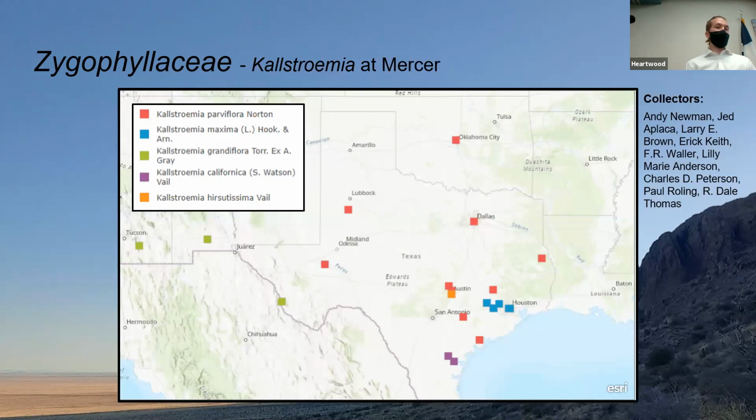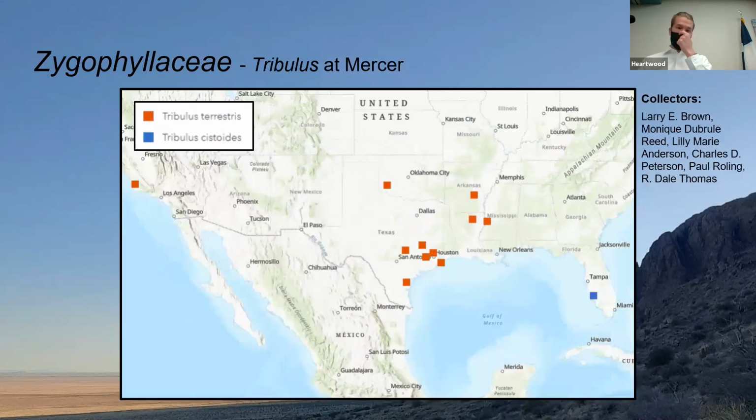So here's a map that I made of our Kallstroemia species, or specimens rather, at Mercer. And as you can see, most of them are the red Kallstroemia parviflora around Texas and Oklahoma, but you've also got some other species closer to Houston and further out from Texas, mostly collected in southwestern United States, as is consistent with the maps from before. And then here are where we have collected Tribulus specimens from Mercer. Across the United States, it's mostly Tribulus terrestris, but as you can see, there was 1 specimen of Tribulus cistoides that was collected in Florida.